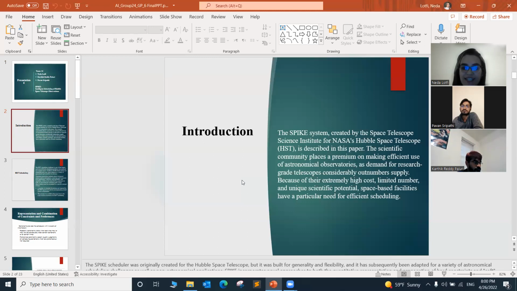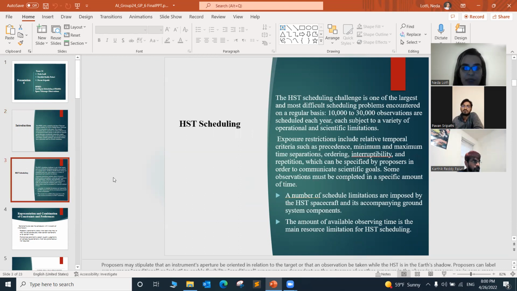Space-based facilities have particular needs for efficient scheduling. The HST scheduling challenge is one of the largest and most difficult scheduling problems tackled on a regular basis. 10,000 to 30,000 observations are scheduled each year, and each is subject to a variety of operational and scientific limitations.